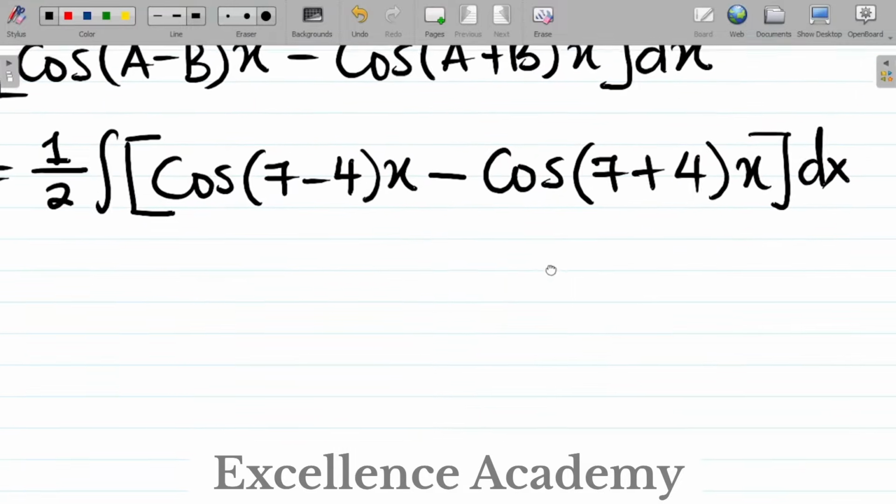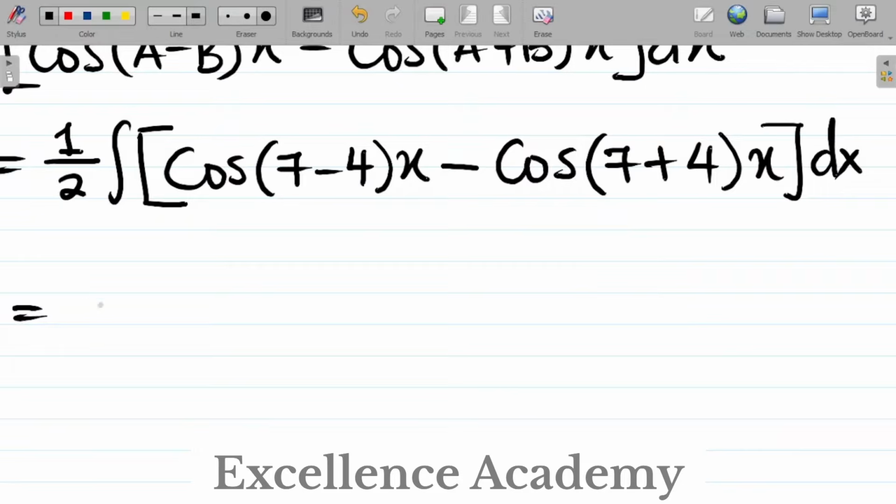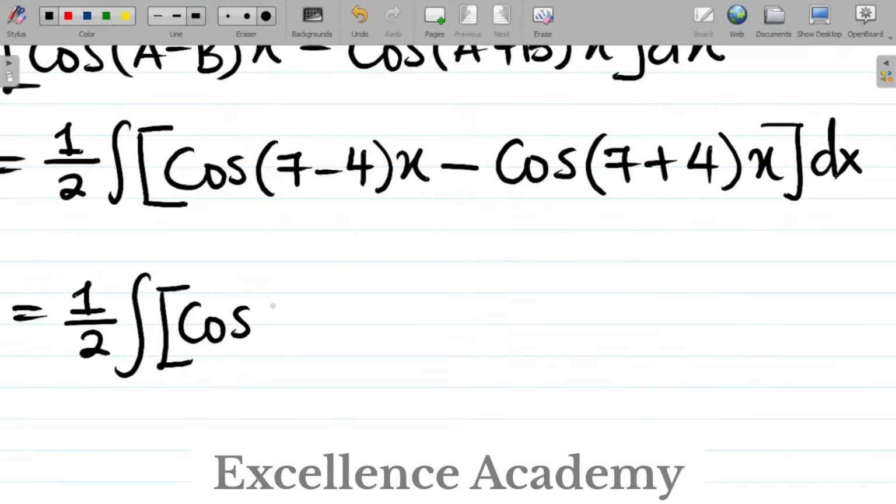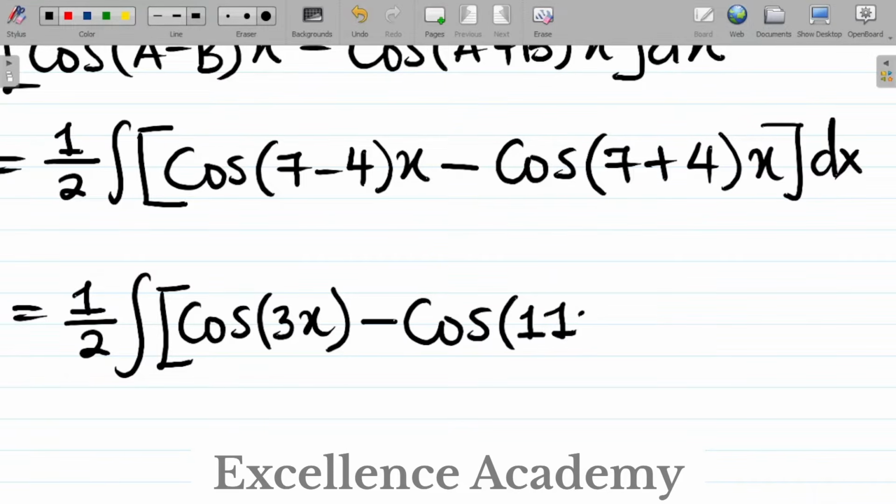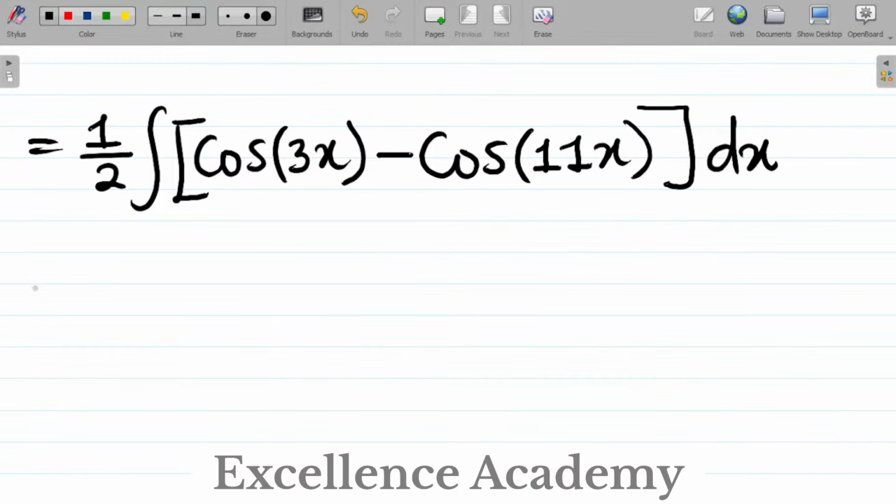Let's simplify this. This is equal to 1 over 2 times the integral of, 7 minus 4 gives you 3, so 3 times x gives you cos 3x, minus cos of 7 plus 4, which gives you 11, so 11x, into dx. All right, let's proceed with this.